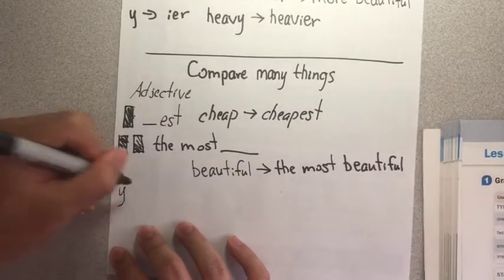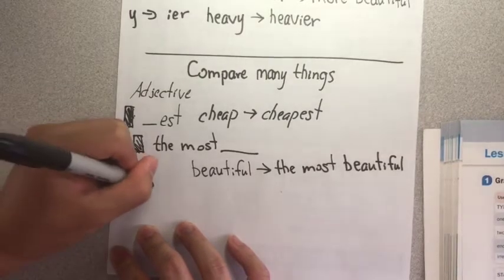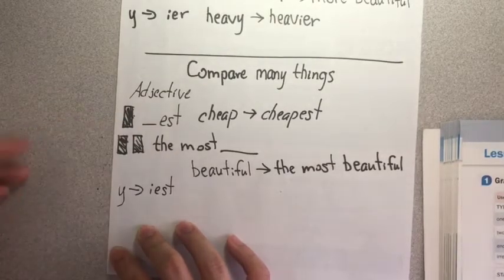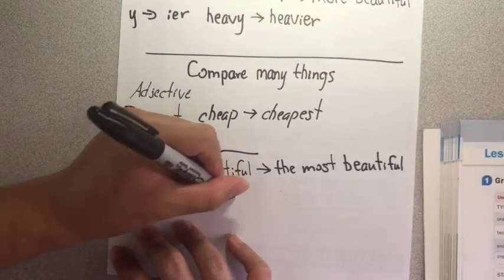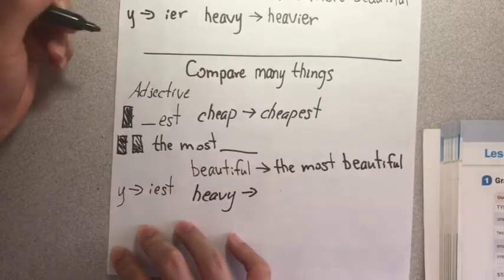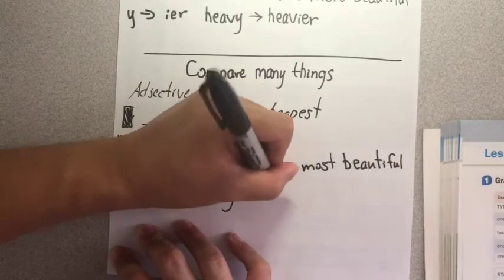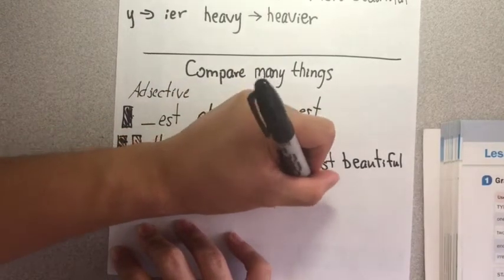And then for Y, we change Y to IEST. So heavy becomes the heaviest.